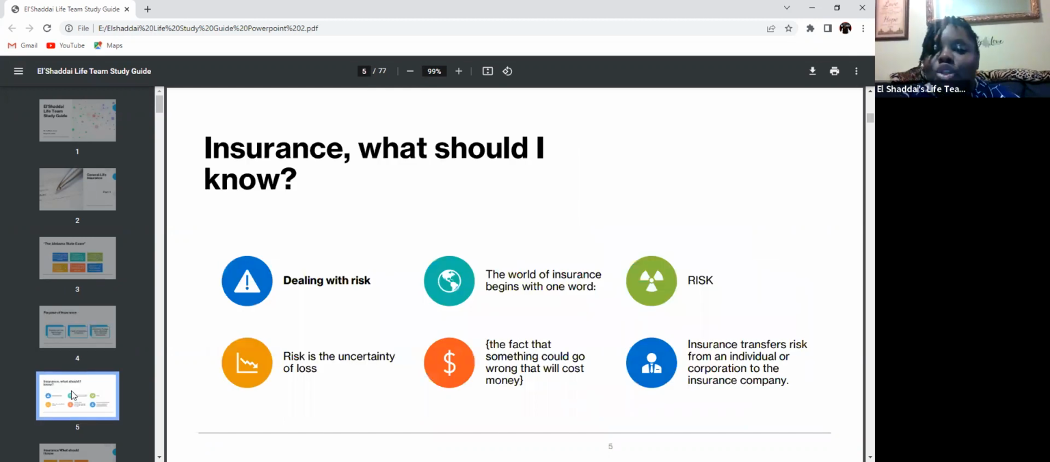Dealing with risk. The world of insurance begins with one word. What's that word? Risk. What is risk? Risk is the uncertainty of loss. The fact that something could go wrong that would cost money. The fact that something can go wrong at any time that will cost money.